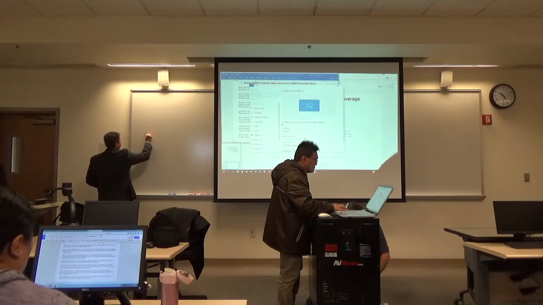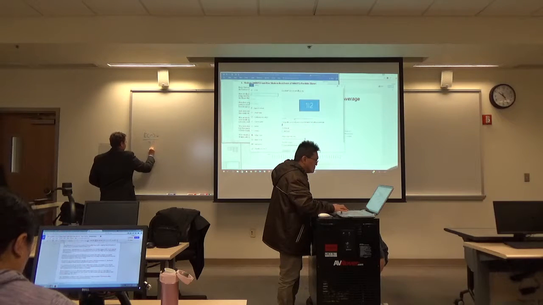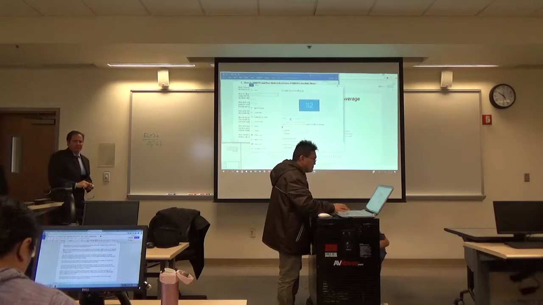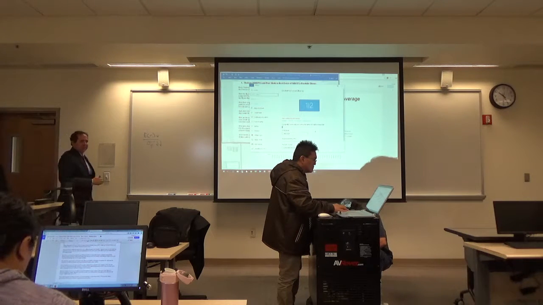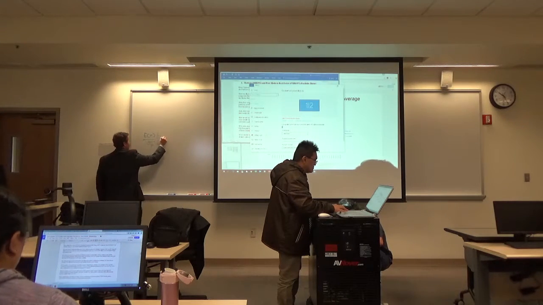Expected return on the portfolio goes down. Portfolio standard deviation goes down even more. Are we better off? Yeah, we're better off. Because what happens to the risk-adjusted rate of return?